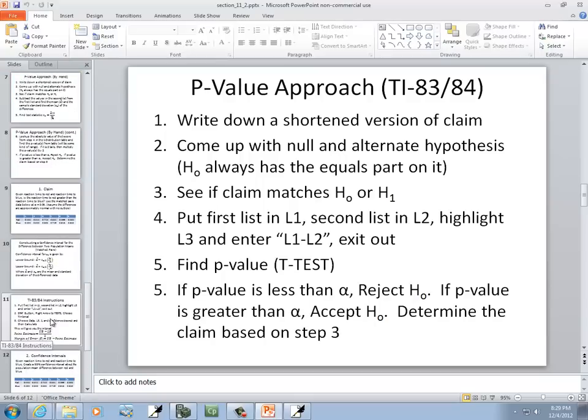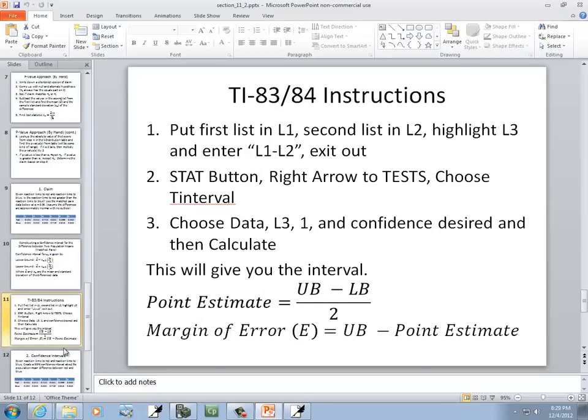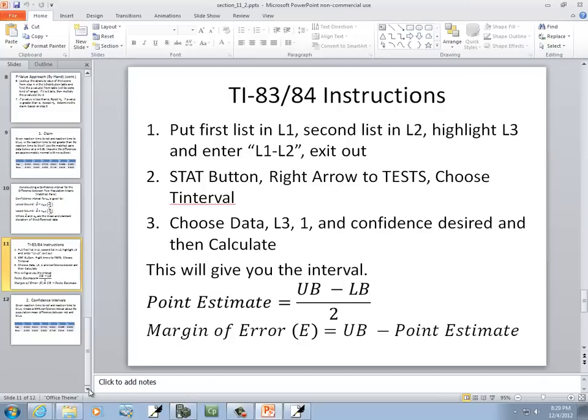Okay, I'm not going to go over the by hand stuff. This is videos mainly for just showing how to use it on the calculator. We got TI-83/84 instructions. This is to find a confidence interval. So in confidence interval, the differences. So put first list in L1, second list in L2. We did that. Highlight L3 and enter L1 minus L2. Press enter and then exit out.